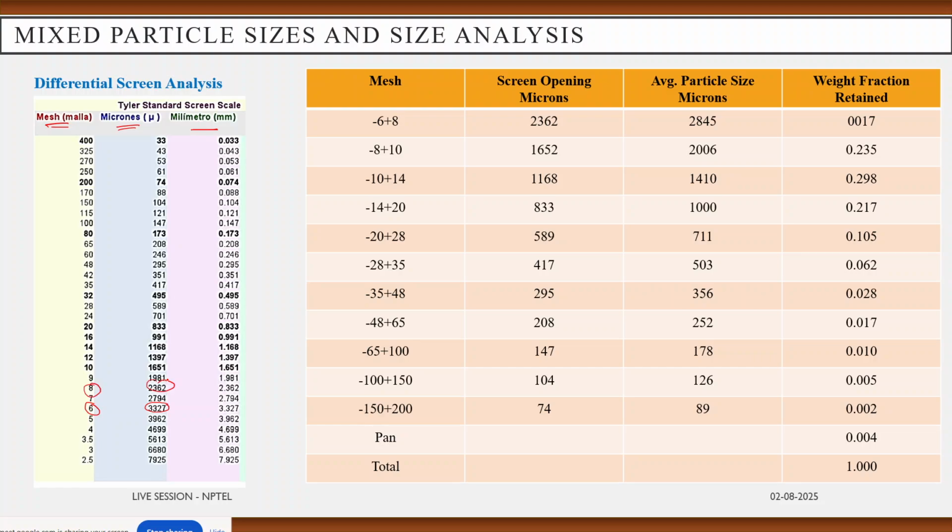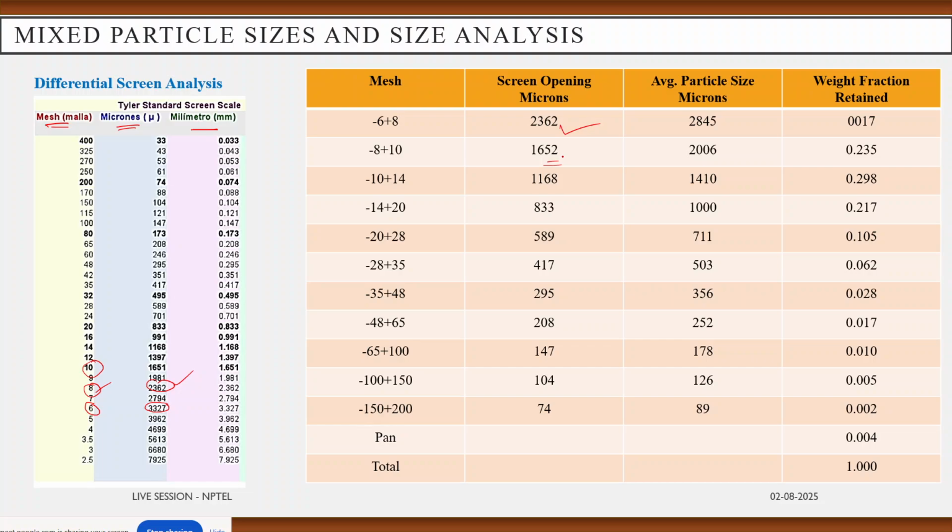2362. So for that, the finer mesh is 8. So we will take this value. So for the screen opening in microns, we will take the finer screen for this. Similarly, for 10, it is 1651. Nearly, it can vary a little bit. So it is 1652. So there you fill the data.